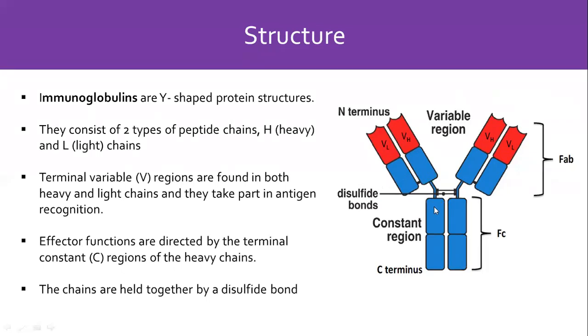Okay, so all down, this is the constant region. As we said, these effector functions are directed by the terminal constant region. These ones, it's where we also have the Fc. Fc is made up of the constant region and determines what function we're going to do. The heavy chains are held together by disulfide bonds. Disulfide means just two sulfur bonds, and that is what holds it together.